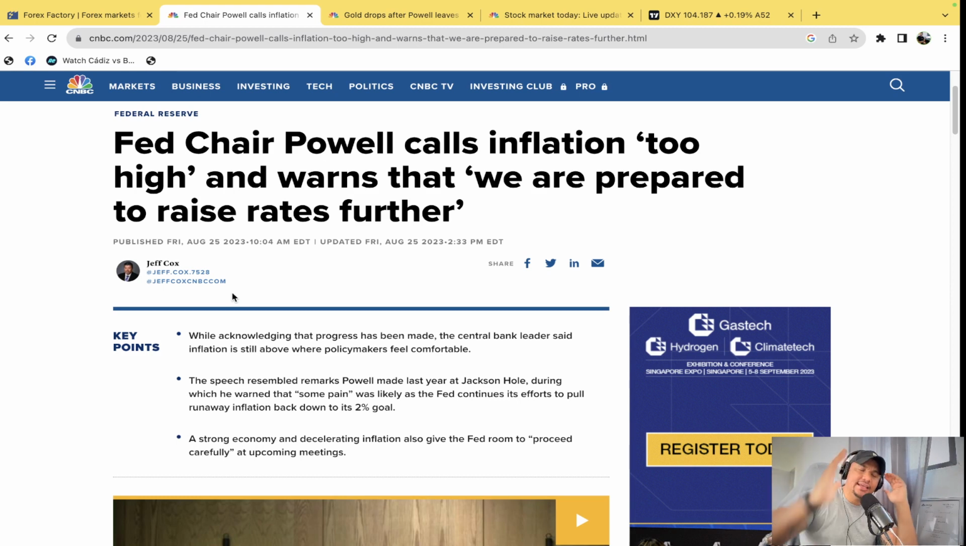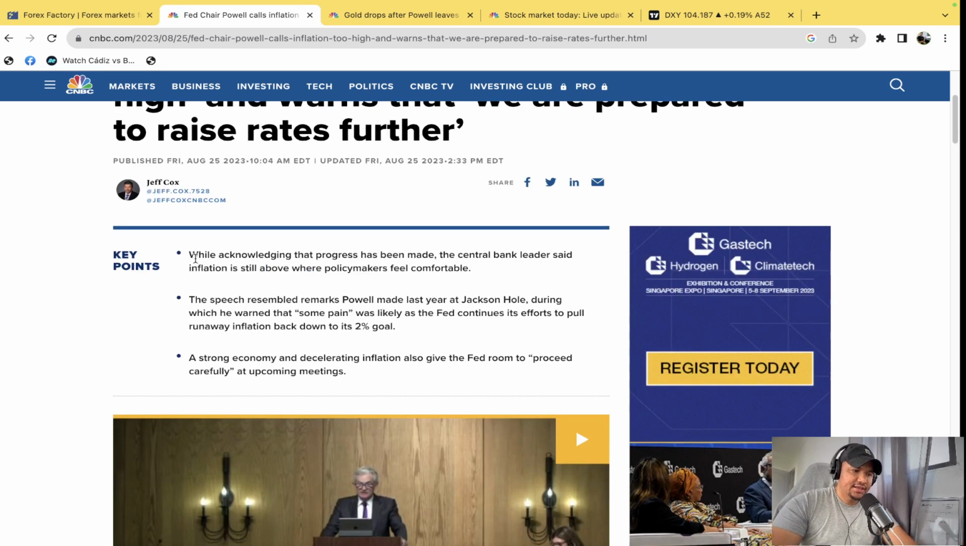Now, any indication that leads to higher interest rates is an indication for a stronger dollar, because when interest rates are increased, this normally attracts investors. The key points over here, it says, while acknowledging the progress that has been made, we've obviously seen inflation drop month over month since last year. March has been dropping. That is the progress that they are making reference to.